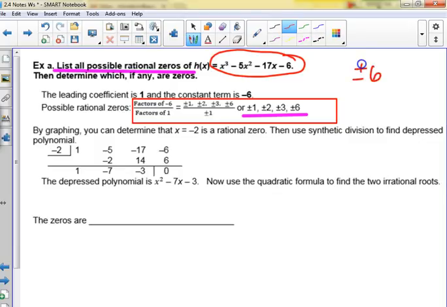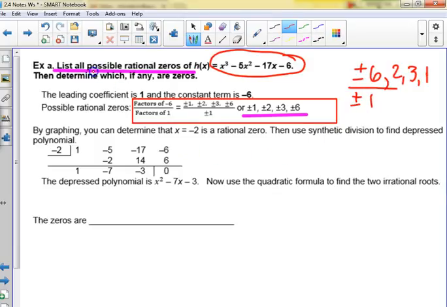What is the constant? -6. Okay, so we have plus or minus 6, all the factors of 6 over the leading coefficient, which is 1. Well, what are the factors of 6? Besides 6, what else goes in there? 2, 3, and 1. Yes? So we write out all those factors over plus or minus 1, and you basically get 1, -1, 2, -2, 3, -3, 6, -6. Okay? 8 possible factors. I am not going to make you write them all out with plus or minus and separated by commas and all that fun stuff, but you're going to have to write out the list, not just the factors. In other words, I'll explain that better in a second.